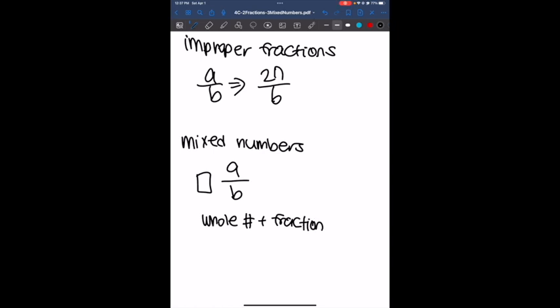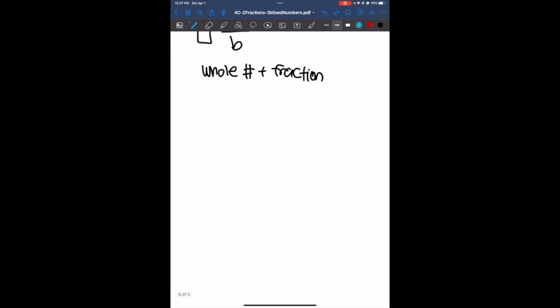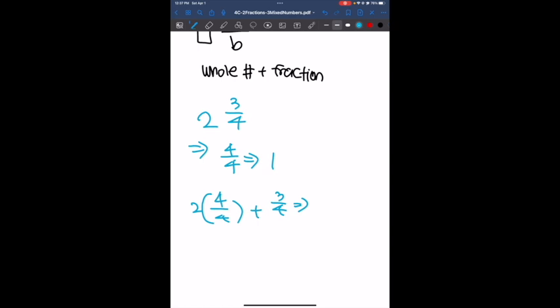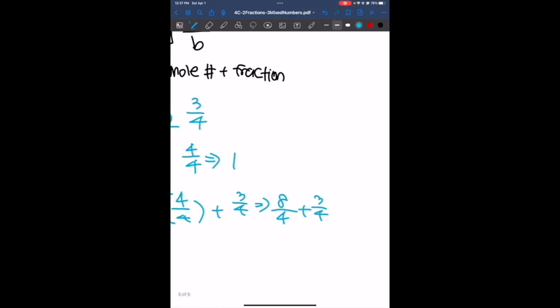And so what the mixed number tells us is that it has however many whole numbers it has. I know that sounds confusing, so I'll just write down an example. For example, if we have 2 and 3 over 4, this indicates that it has 2 wholes. And we know that 1 whole is 4 over 4, because 4 over 4 is 1. So that means we have 2 of 4 over 4, and we have 3 over 4. And so that is going to translate to 8 over 4 plus 3 over 4, which is going to be 11 over 4.